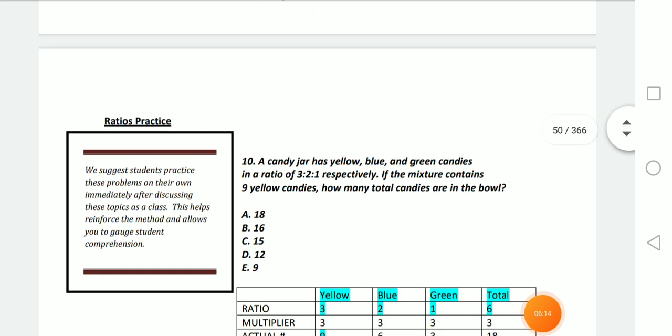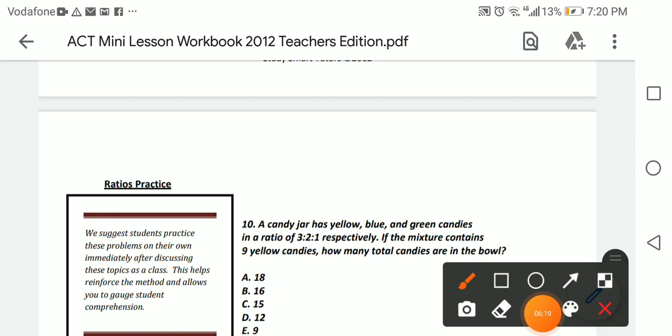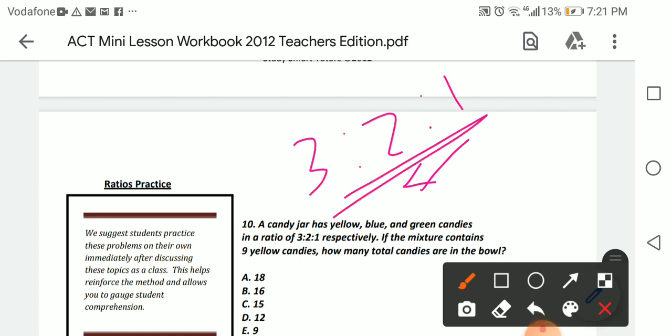Okay, guys, for this second example, we have a candy jar with yellow, blue, and green candies in the ratio 3 to 2 to 1. When I see that, the first thing I do is draw the ratio box. Respectively, if the mixture contains 9 yellow candies, how many total candies are there now?